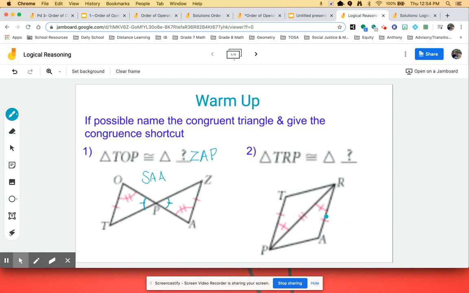Now let's check out number two. Number two has triangle TRP is congruent to, how would we say this one? So let's look at triangle TRP. So I have a side with 1 tick mark, an angle, and then I have this shared side with 2 tick marks on it to mark congruence. And then if I look at my other triangle, RAP, I have a side with 1 tick mark, my angle, and then the side with 2 tick marks. So I was using side, angle, side to prove this.